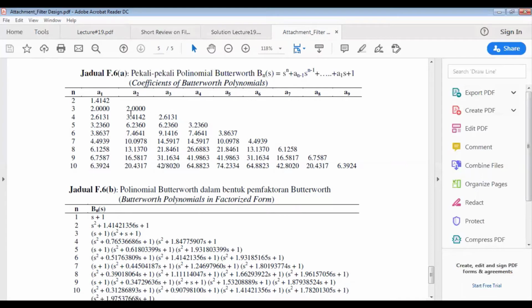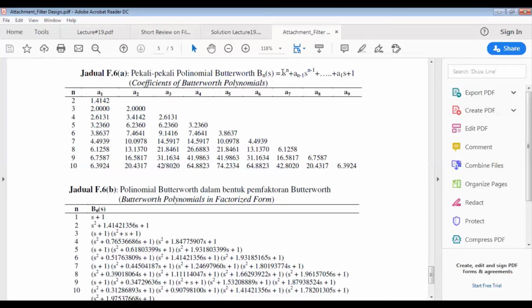For instance, if we have n equals 3, we are supposed to get only A1 equals 2 and A2 equals 2, which is equivalent to this: (S plus 1)(S squared plus S plus 1). So B_n(S) for n equals 3 is this Butterworth polynomial. You can substitute A1 and A2 in this equation.